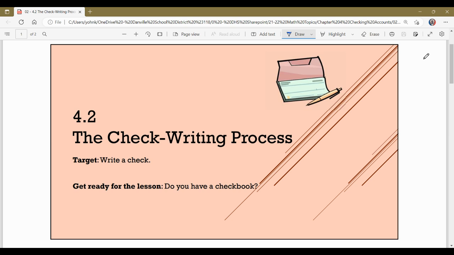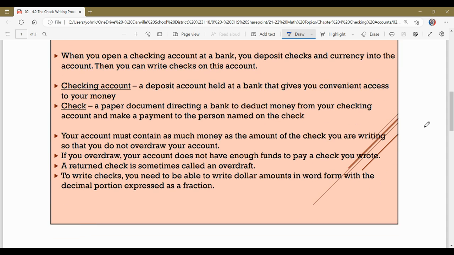Do you have a checkbook? If you have a debit card, you should have a checkbook, because your debit card is attached to your checking account. And you should be writing down all the different things that you spend your money on. So you should have a checkbook.